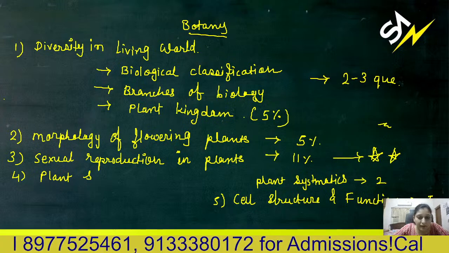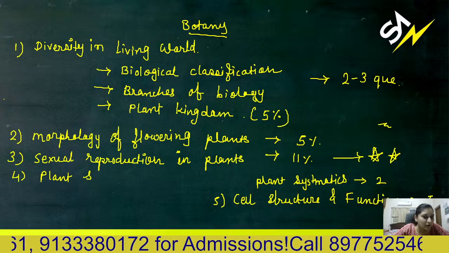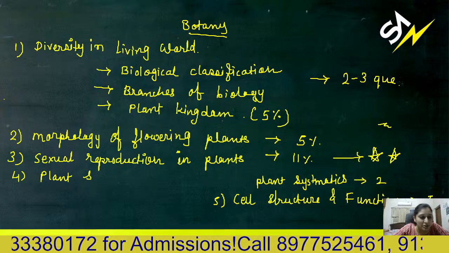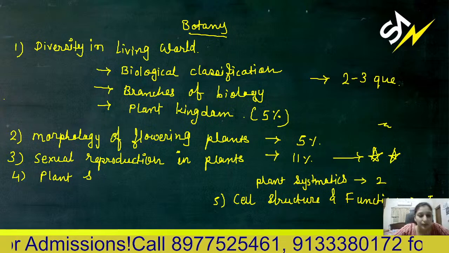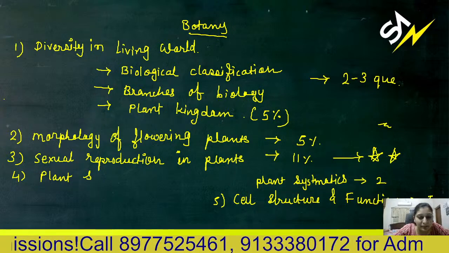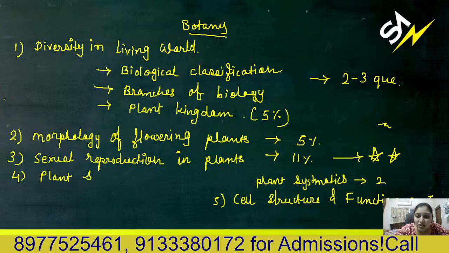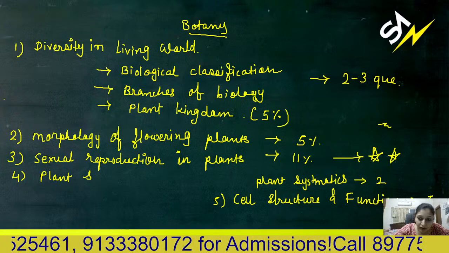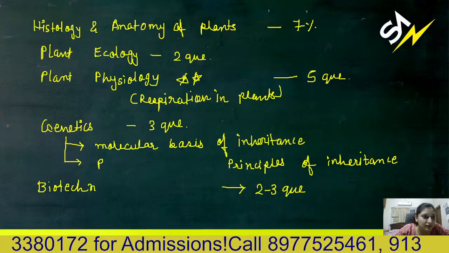Okay. Then plant systematics, 2 questions. That means taxonomy, living world diversity. See, in case of EAMCET, you will be following Telugu Academy book. So in that there is a separate chapter, that is plant systematics. Then cell structure and function. Again, important unit. 5 questions you will get from that.